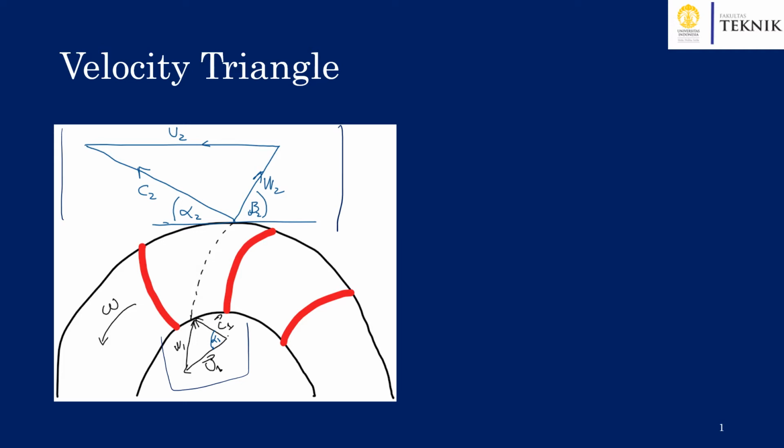Assuming that the impeller rotates at a speed of omega here, therefore the blade has a velocity, or the blade velocity, of u. And as we know, the fluid enters the blade with an absolute velocity of c1, and therefore we have the relative velocity of w1 at the inlet.